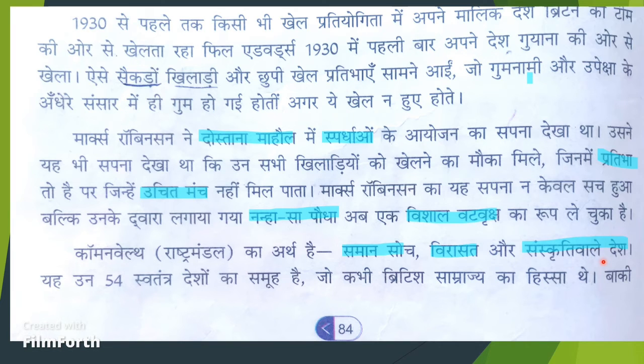Now, what does Commonwealth or Rashtramandal mean? First, you should know where it was first organized and who was responsible for starting these competitions. Children, I have already explained this too. Now, you should know what Commonwealth or Rashtramandal games means. It means saman soch, virasat aur sanskriti wale desh, similar thinking, heritage and culture. Virasat means heritage and Sanskriti means culture. Countries which have similar thinking, heritage and culture. That is what Commonwealth means: something which is common to all the countries.